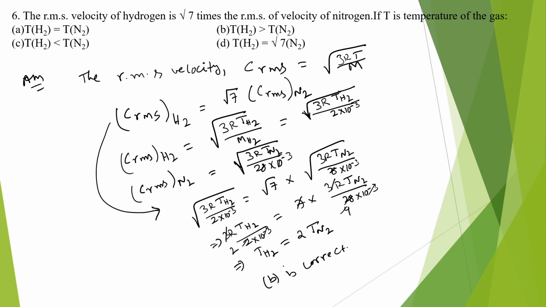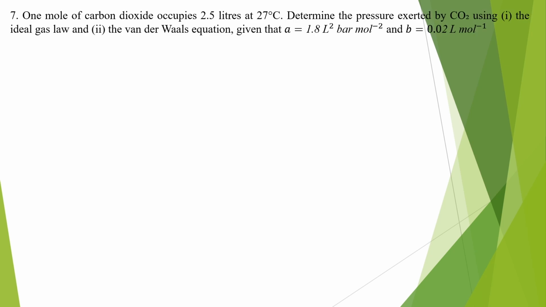So this was problem number 6. Next we move to problem number 7. It says 1 mole of carbon dioxide occupies 2.5 liters at 27 degrees Celsius. Determine the pressure exerted by carbon dioxide using the ideal gas law and the van der Waals gas equation. Values of A and B are given.